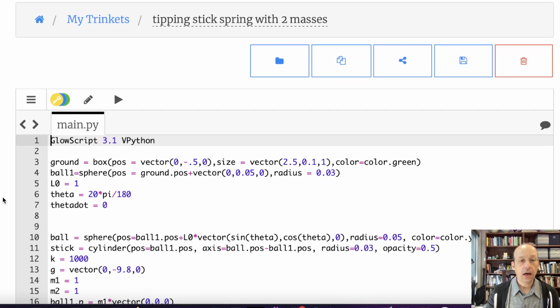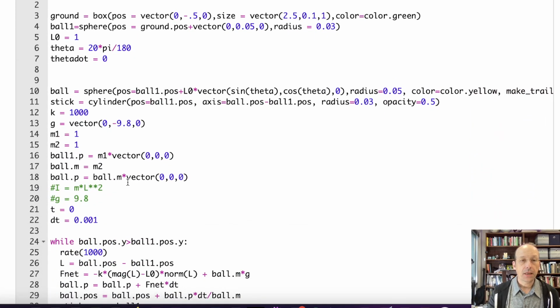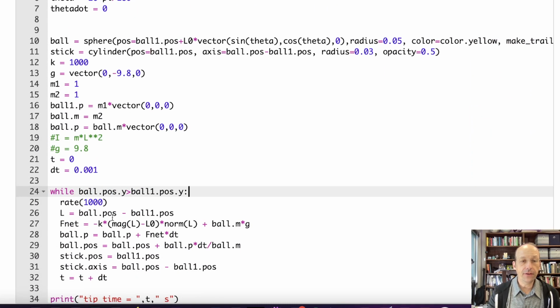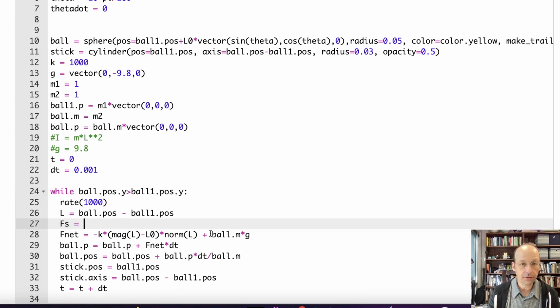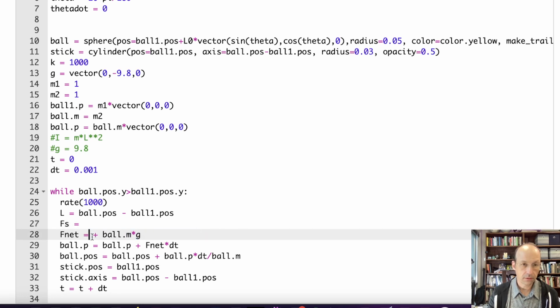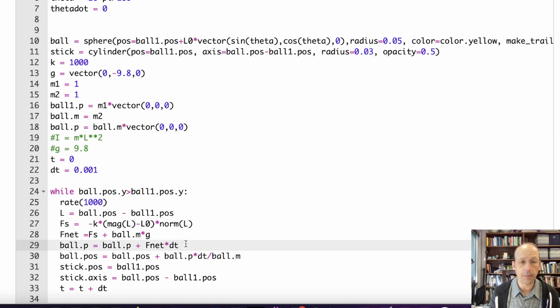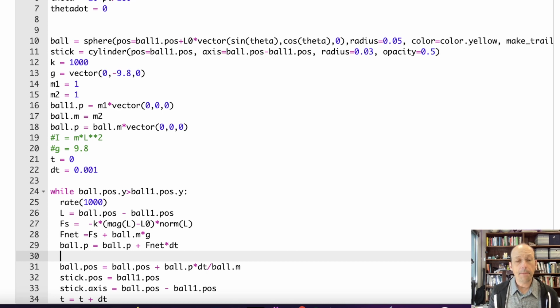Okay, so I think all I need to do now is to go down here. Fnet. Let's call this F spring. Fs equals, I'm going to cut this, and then put Fs. So all I did was move that up there. And that's the force on the top ball. I need to do the same thing for the bottom ball. Let's update the momentum of the bottom ball. Can I just do it in the X direction and say the Y momentum doesn't change? I'm going to try that.